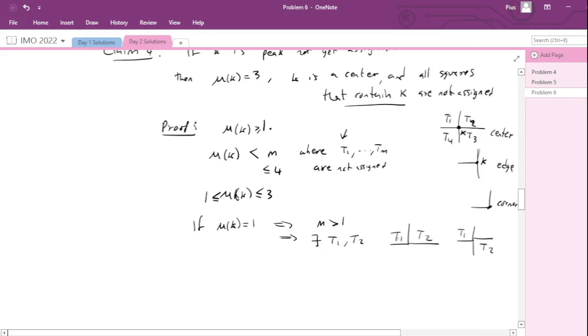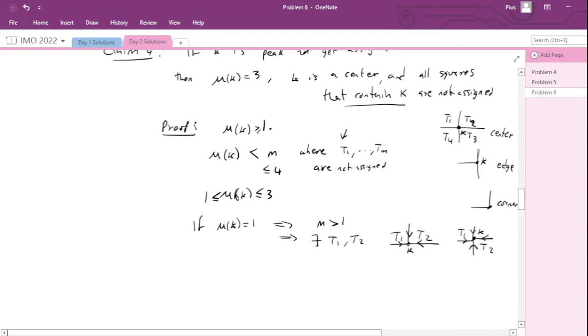Now, what does it mean for K? So K will be somewhere here. In this case, K will be here. What does it mean for K to be a peak of both T1 and T2? It means that there will have to be a clash. If we look at just within T1 and within T2 also, there will have to be a clash. The same will apply this way.